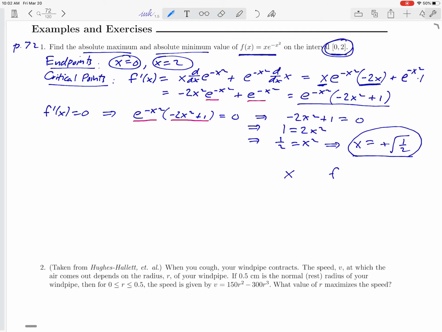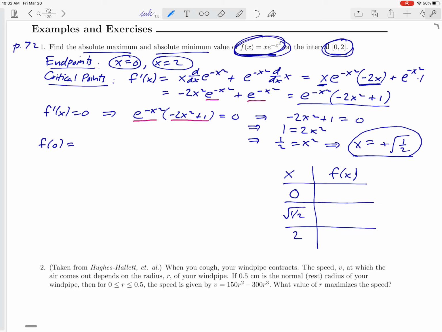So we're going to make a table and just check what our value is at each of those 3 points. So in our chart, we are going to put 0. That's one of our endpoints. Square root of 1/2. That was our critical point. And then 2, our other endpoint. We're going to take those numbers one at a time, starting with 0, and just see what we get when we plug them into our function.